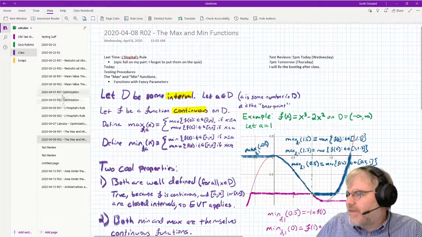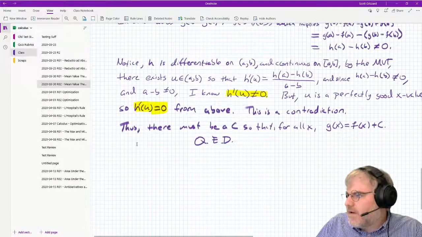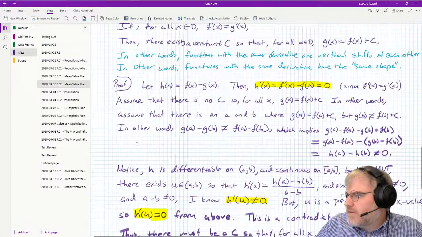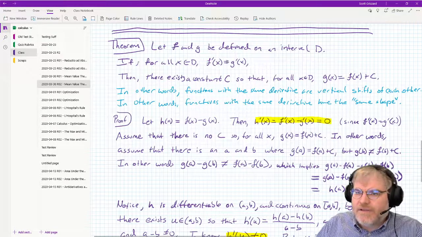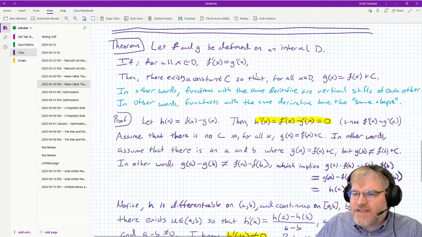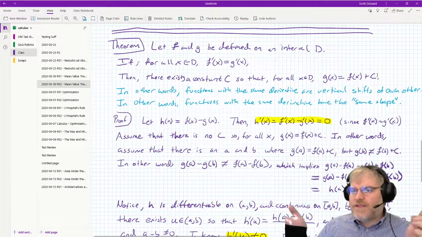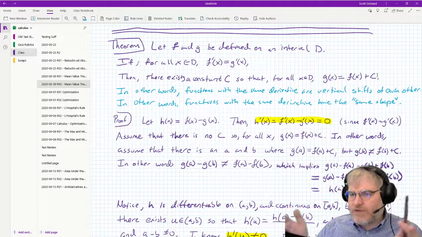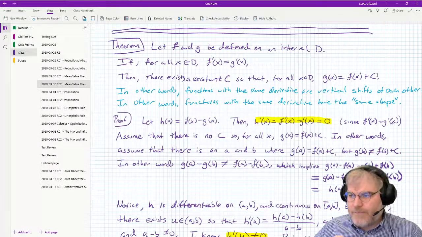No, it wasn't the last thing. Let's see, where did we do that? That was this thing. If for all x in D, f prime of x equals g prime of x, then there exists a constant c so that for every x in D, g of x equals f of x plus c. In other words, two functions with the same derivative are nothing but vertical shifts on the same interval. It's a good question.